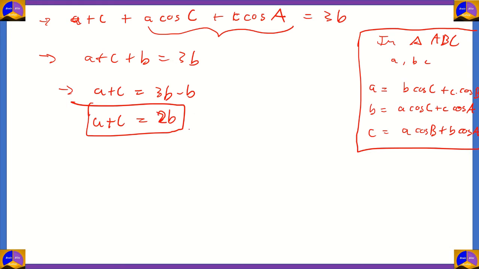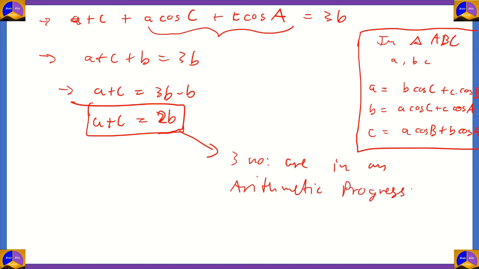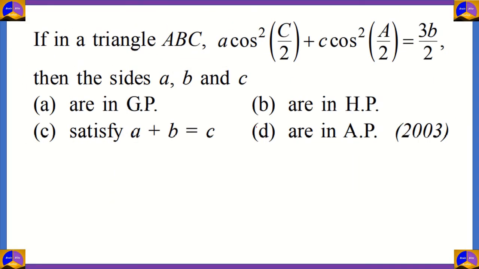But when does this relation occur? This relation occurs when the three numbers are in an arithmetic progression. So for an arithmetic progression between three numbers, we can write a + c as equal to 2b. Then we know that the series that we have is an arithmetic progression. So arithmetic progression is the correct answer. Therefore option D, are in AP, is the correct option for this question, which was asked in 2003.